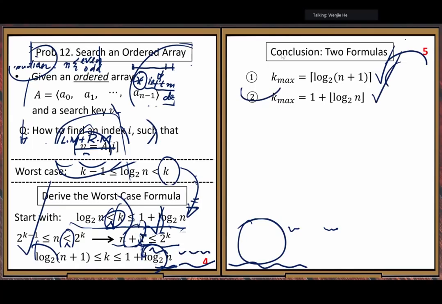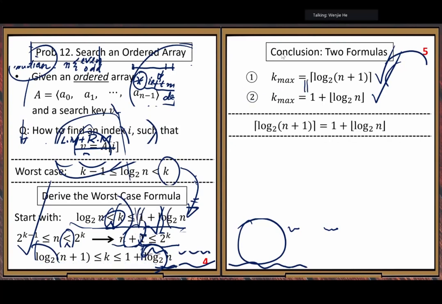So there are two possible answers we can use. But these two expressions are equal. The expressions are slightly different, but mathematically they are the same. If you want to prove it, you can apply mathematical induction. This formula can be proved by mathematical induction.